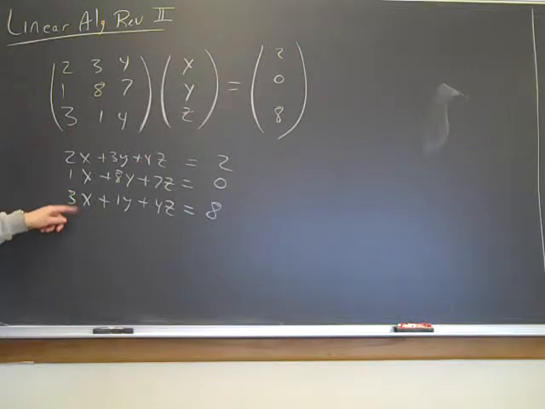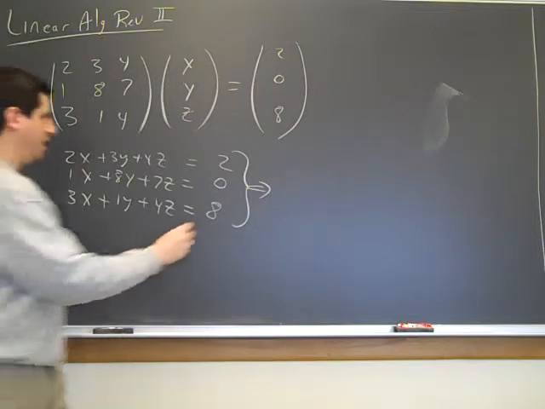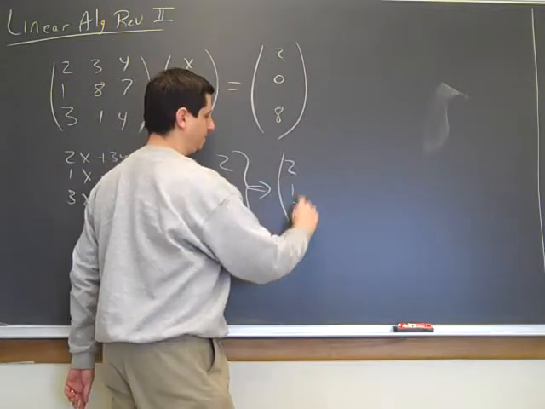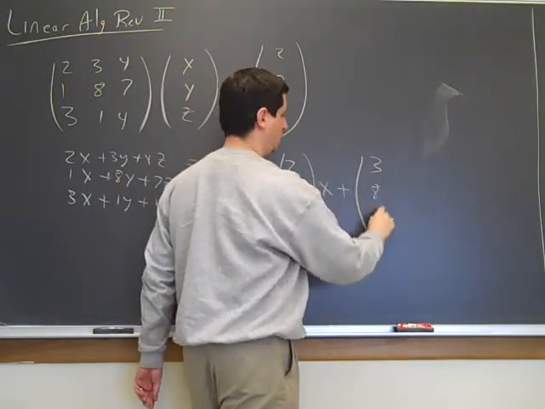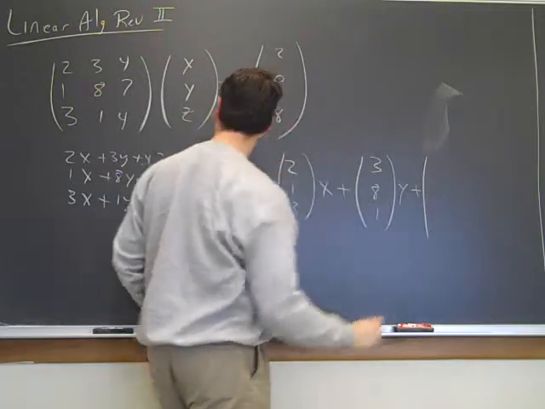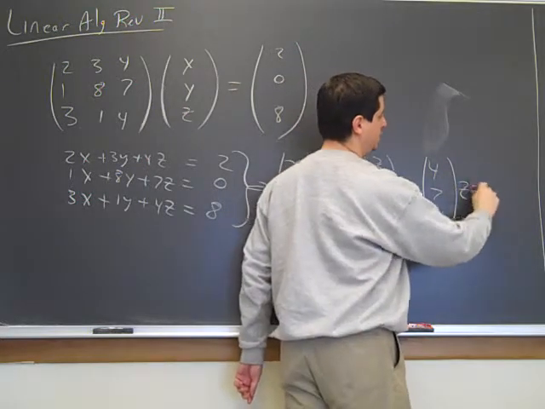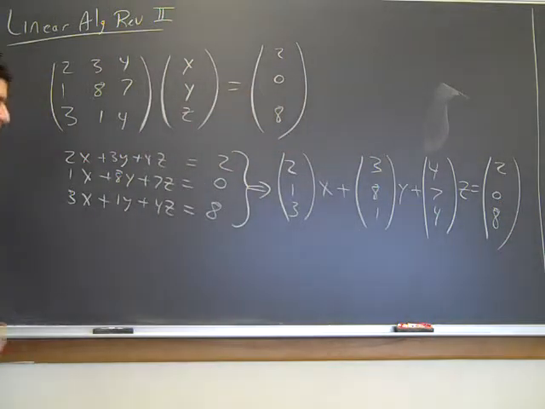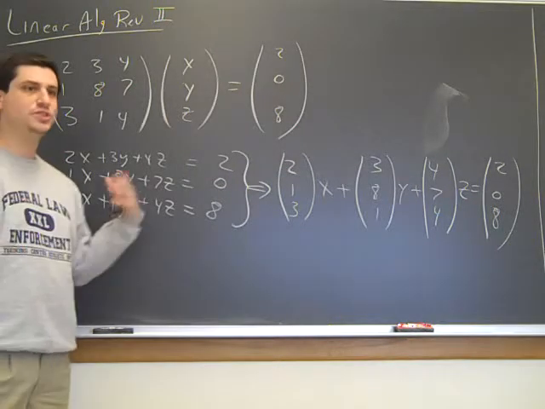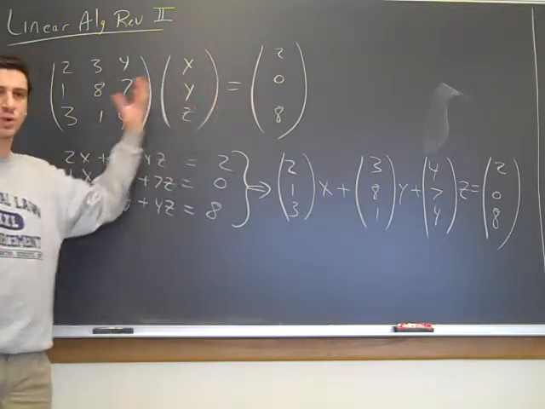There's another way we can view this. This is the same, and this is going to be extremely important when we do linear programming, as the vector 2, 1, 3 times x plus the vector 3, 8, 1 times y plus the vector 4, 7, 4 times z is the vector 2, 0, 8. And if you look at that, it's clear from looking at the system of equations that this is what's going on. And this is one way to view what a matrix does when it acts on a vector, or one way to view this way of writing it down.